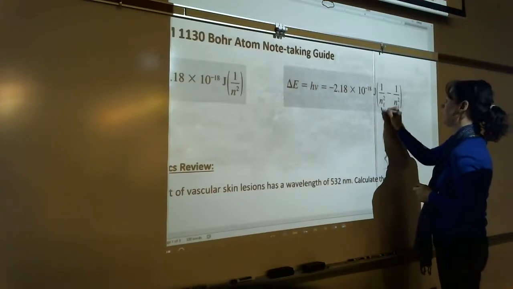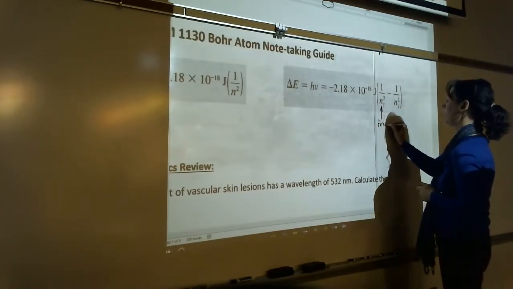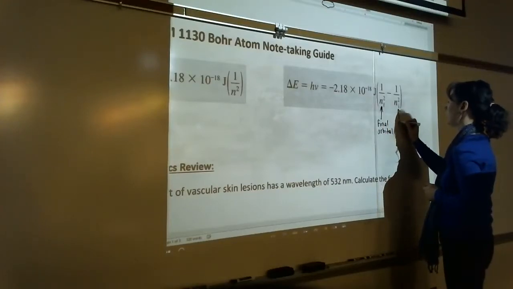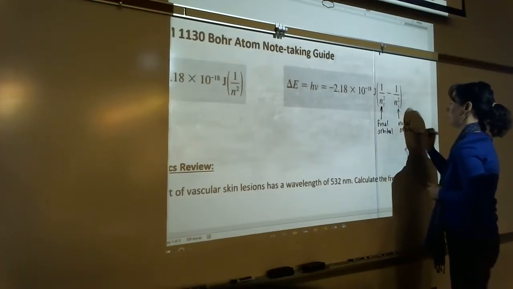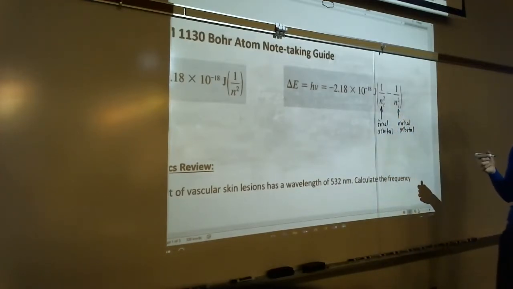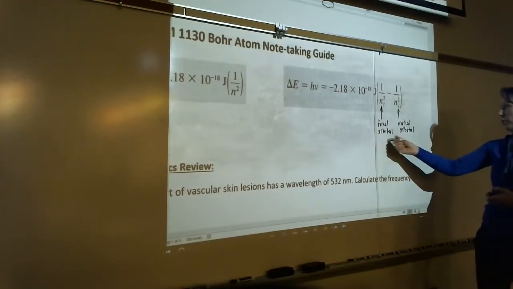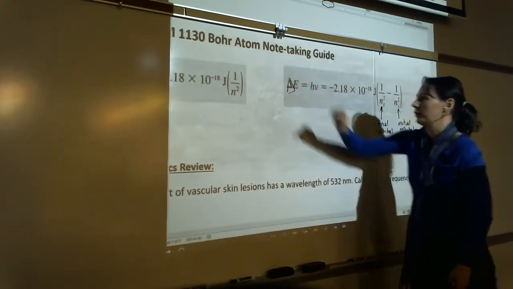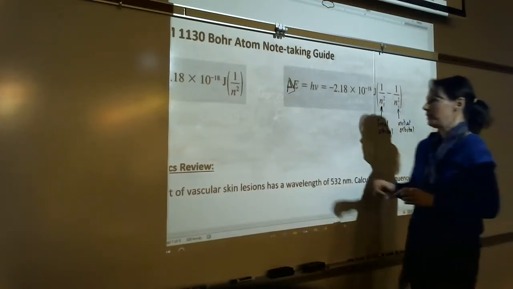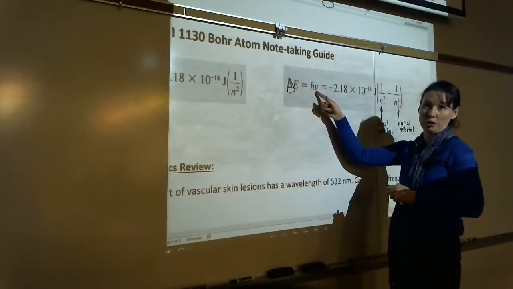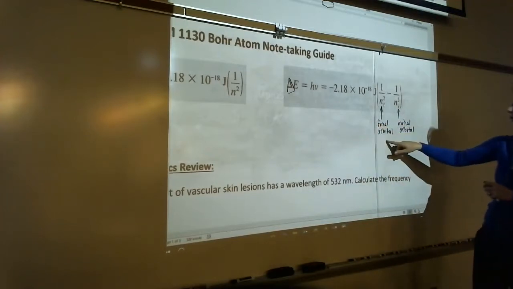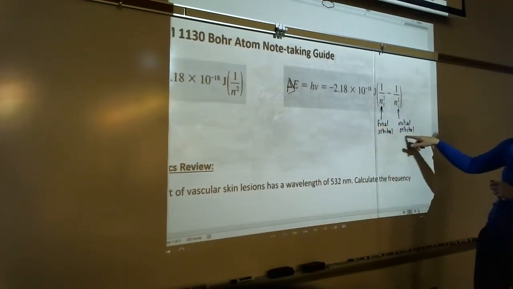right? So this is the final orbital, and this is the initial orbital. So if it falls from n equals 3 to n equals 2, right? 2 here, 3 here, right? It's always final minus initial. That's why this is delta. Okay. Technically, the delta wasn't needed when we did this version because there was no change. But now there is a change because you're going from change in energy from being in this position to this position, well, this position to this position.